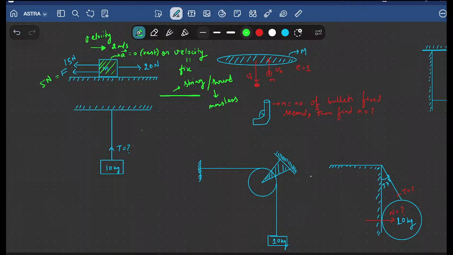Okay. So what I was discussing was that a thread is massless. Now, whenever we pull a thread, the intermolecular forces between the molecules of the thread make it tight. And as soon as the thread becomes tight, a force gets generated in it, and that force is called tension.